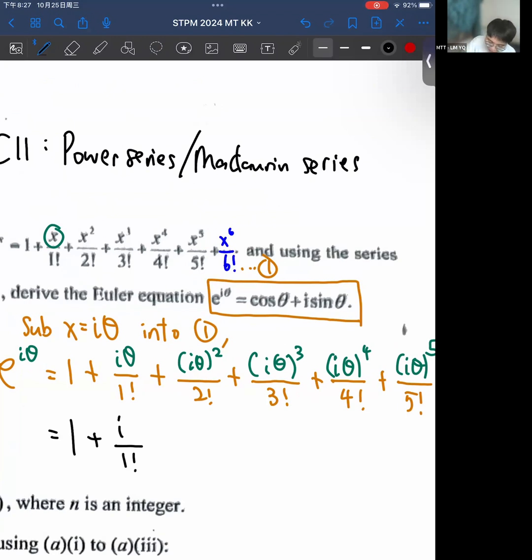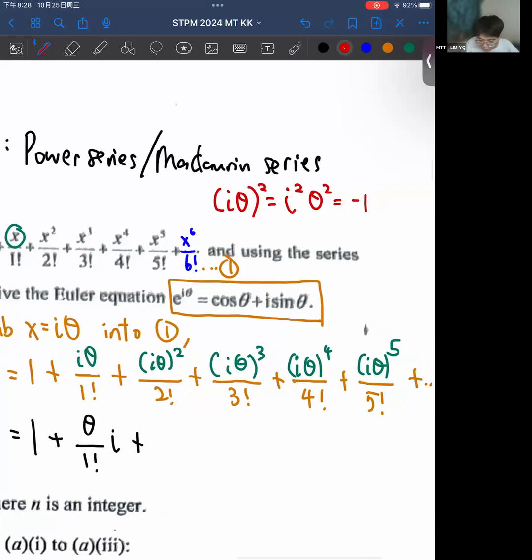Okay, i theta is nothing. I prefer to put it like this, theta i. Just change the method of putting it. For the second one, you look at the green color part: i theta and then bracket square. This square goes to both the i and the theta. So i squared multiplied by theta squared. i squared is what? i squared is -1, right? You know by just now already. So -1 multiplied by theta squared, which is negative theta squared.